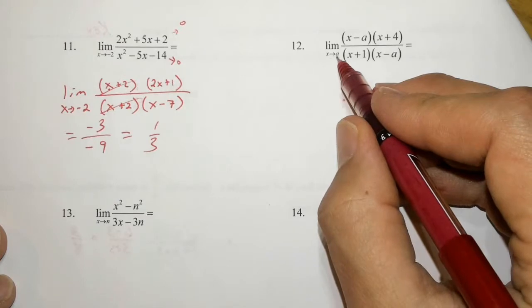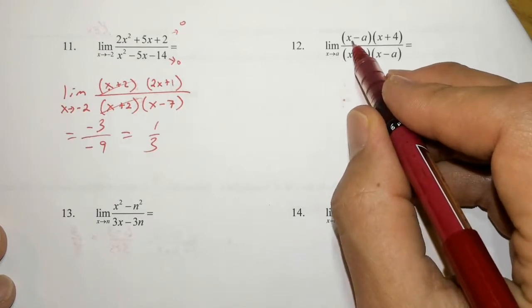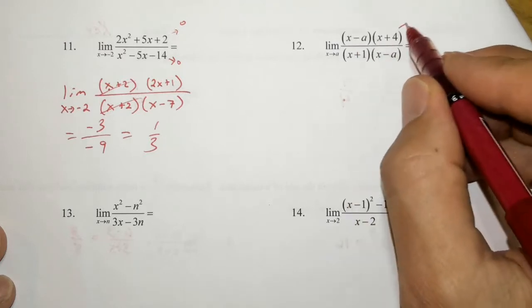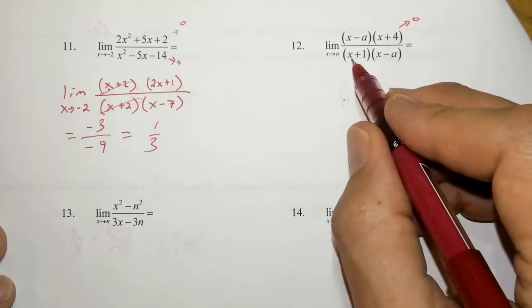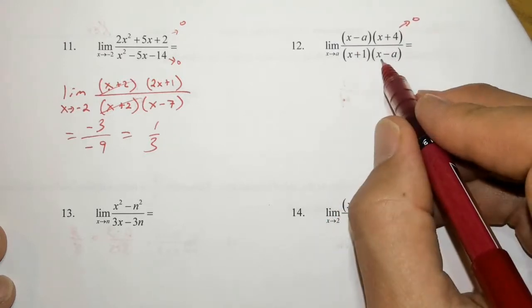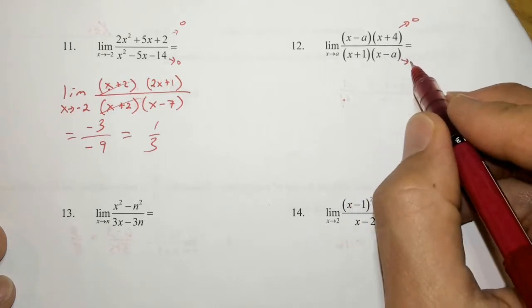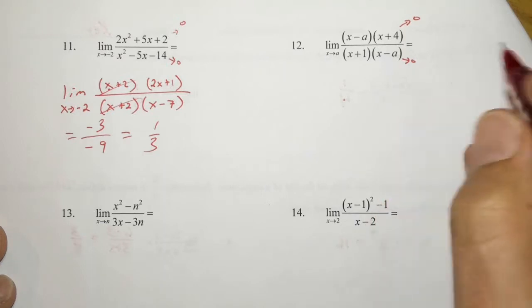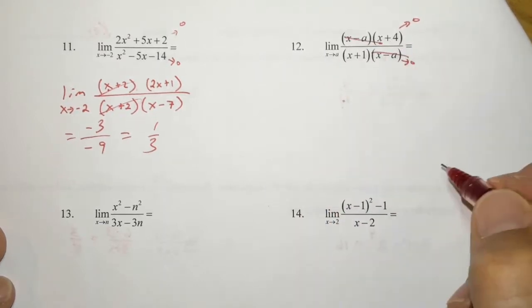With number 12, if I plug in a for x, I get 0 right here. I get a plus 4 right there. 0 times anything is 0. If I plug in a down here, I get a plus 1. Here I get 0. 0 times anything is 0. Now this one's already been factored out for us, so there's no factoring to do. We just need to simplify.